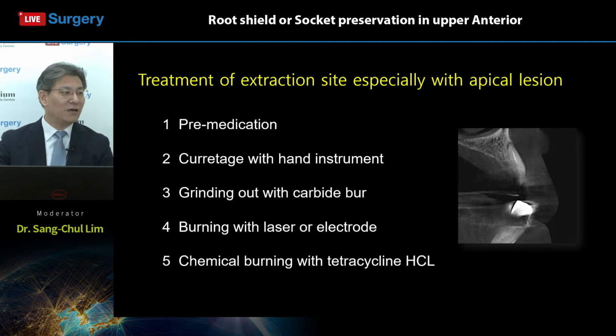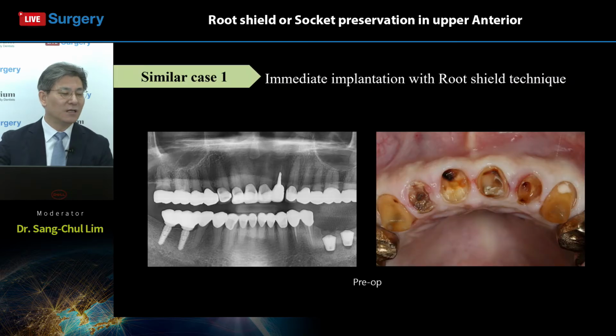Generally speaking, about the treatment of the extraction site, especially with apical lesion, we will proceed as follows. First, pre-medication, and second, curettage with hand instruments thoroughly. And number 3, grind out with a carbide bur, a small diamond bur will be used. And finally, we can use laser or HCL.